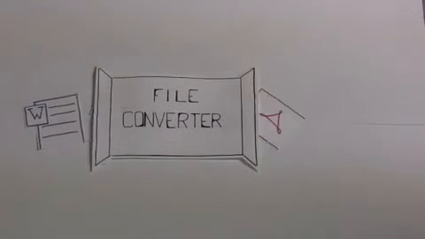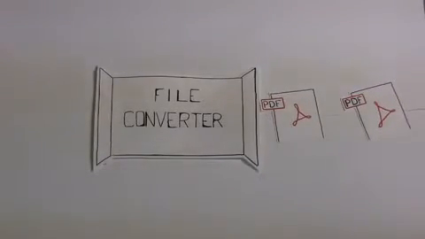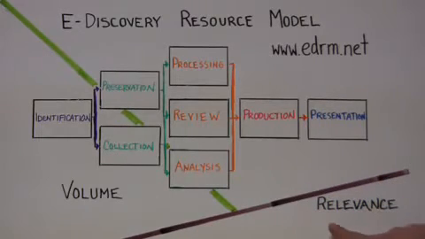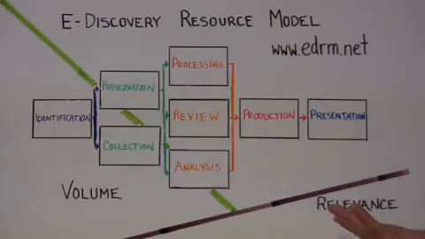Files may also be converted to different formats that are more suitable for the next steps in the process. Notice the upward sloping triangle on the right labeled Relevance. This shows how the data set becomes more relevant as it moves through the process.